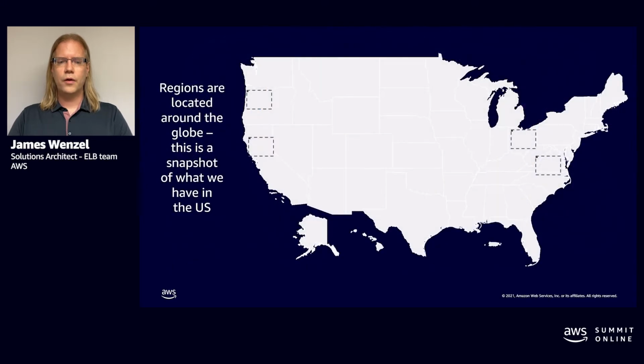So let's talk about regions. Regions are located around the globe, but we're just showing a snapshot of the United States. And these are larger areas where we have multiple AZs or availability zones, and we distribute them as close as possible as we can to major data centers. We also make sure that these regions are located in areas that are densely populated or where a lot of users are going to be, and we make sure that the regions are secure and redundant.